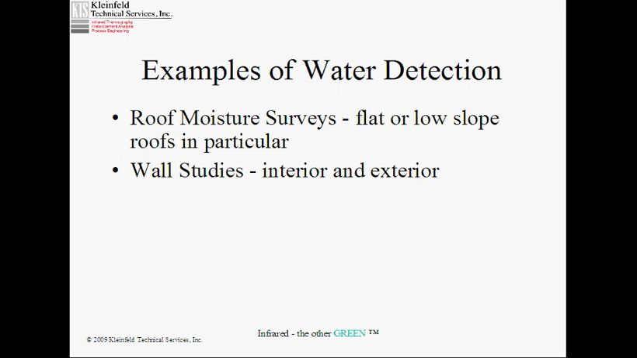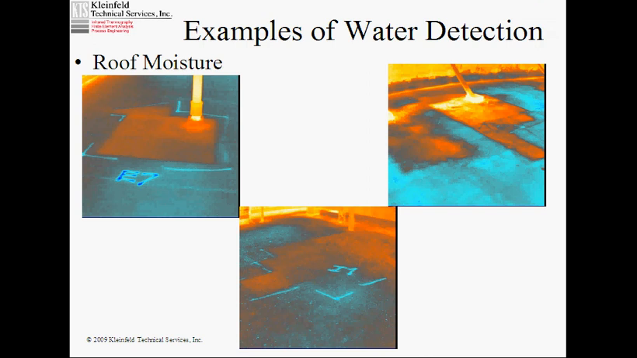All right, let's look at some examples of water detection. We'll look at both roof moisture surveys, and these are primarily flat, what are officially called low slope roofs, but what most of us think of as flat roofs, and it's really what the consumer thinks of as a flat roof, and wall studies, both interior and exterior. Roof surveys are almost always, if done on top of the roof or from a plane, generally done at or around sunset, and I'll bring that out later.